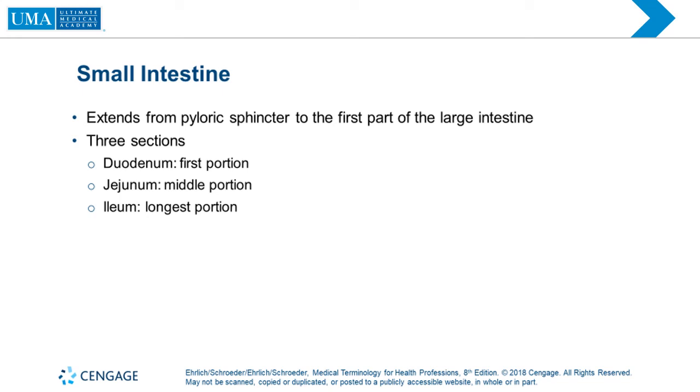Now, starting with the first portion, remember that was the duodenum. And here, this extends from the pylorus of the stomach to the jejunum. And the jejunum is the middle portion. And here within this section, it extends from the duodenum to the ileum. And the ileum is the longest portion of the small intestine. This extends from the jejunum to the cecum of the large intestine.